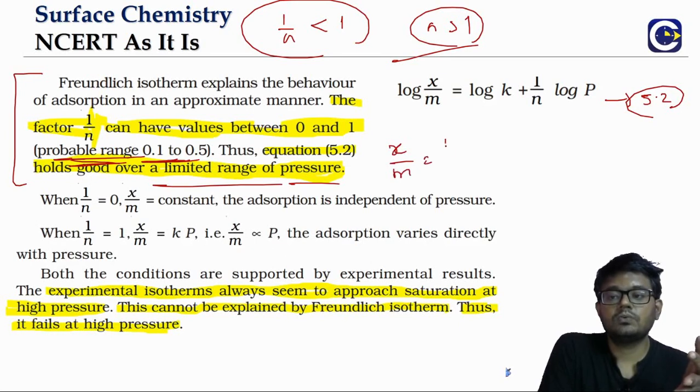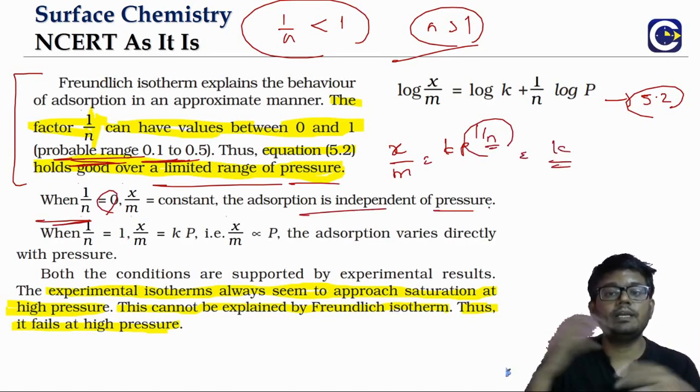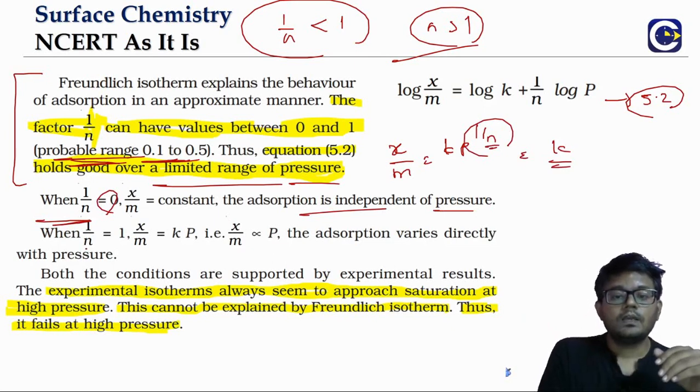X by m is equal to K P power 1 by n. If 1 by n is equal to 0, what do we have? X by m is equal to K. So that adsorption will be independent of pressure.